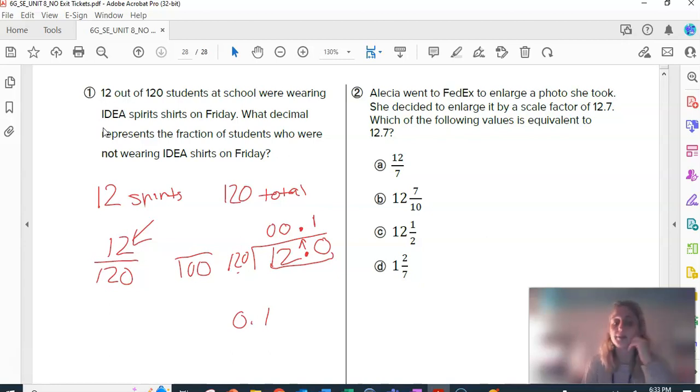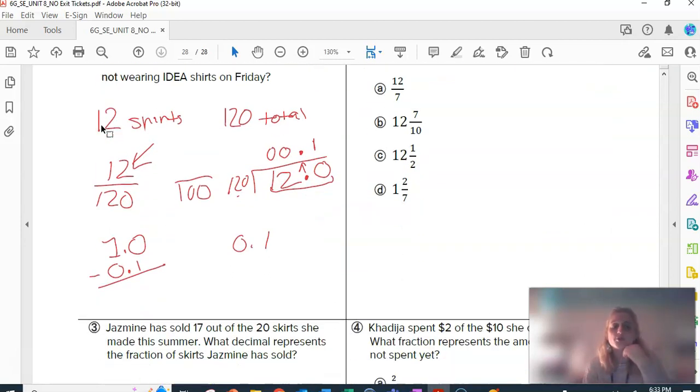Now the whole population, a whole in decimal form would look like one whole, which means that I need to take that 1/10 and say, okay, take those kids out. Who's left over who's not wearing an Idea shirt? When you subtract that, you should get 9/10. 90%, 9 out of 10, 90 out of every 100 kids are wearing non-Idea school shirts. So that is your final answer.